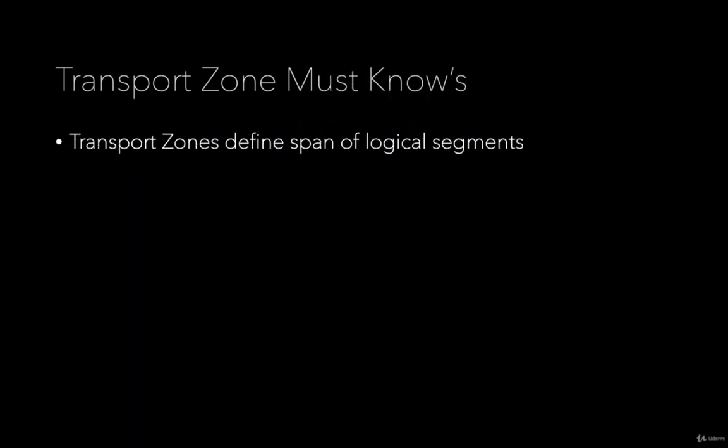So just to summarize, the transport zone is doing nothing more than defining the span of these logical segments. When we create them, it's saying how far that can reach, which hosts I can access that network from. It's not a security boundary though, so we're not talking about filtering traffic. We're strictly talking about which networks I can connect those VMs to. If the transport zone is not configured properly, then I can't even see that network in vCenter.